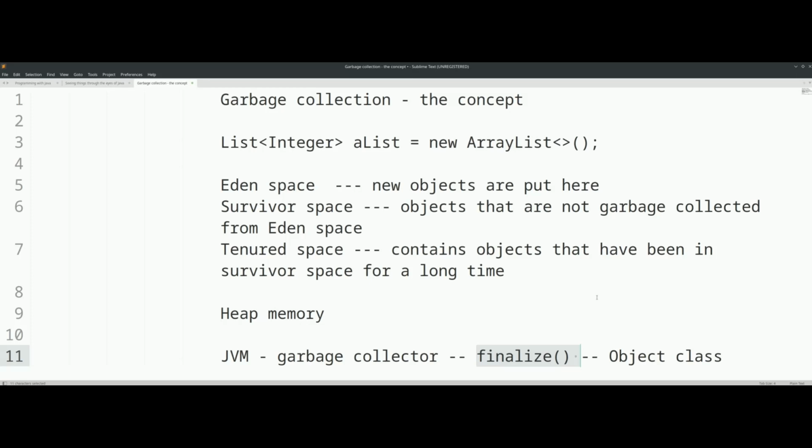So that's pretty much it that I wanted to share for this video. This is just the concept. The three important keywords to note here are the hidden space, survivor space, and tenured space, and how objects get moved between the different spaces.